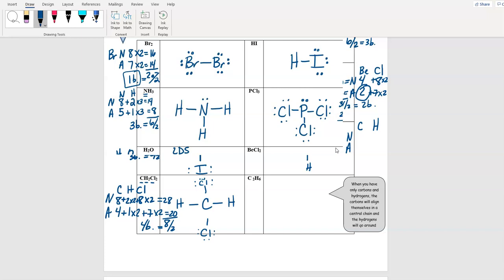He's happy. Okay? And what if you have 2 carbons, 6 hydrogens? I even gave you a little side note: when you have only carbons and hydrogens, the carbons align themselves as the central atoms, which means both carbons are sitting right next to each other, and all the hydrogens go all around it. Okay? But let's do the math.